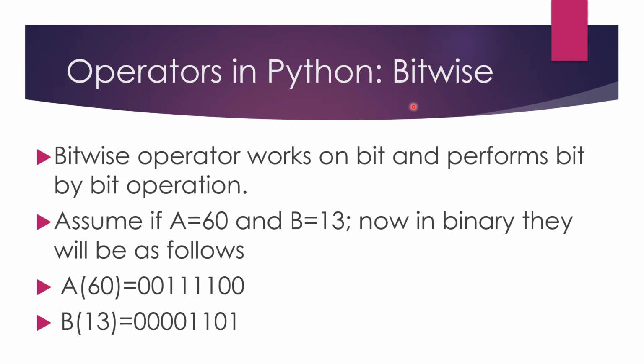Operators in Python: bitwise operator. A bitwise operator works on bits and performs bit by bit operation. As you have come through class 11, you should know this. Assume a is equal to 60 and b is equal to 30. Now in binary they will be as follows. You have studied this in class 11, so you can convert it to binary.